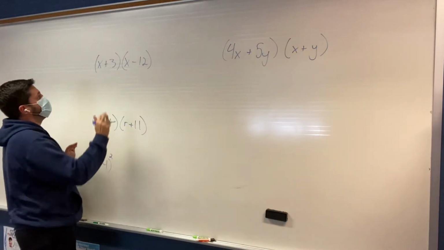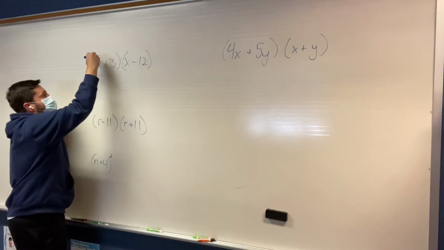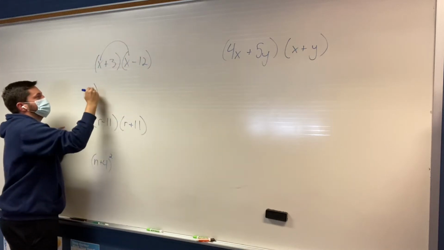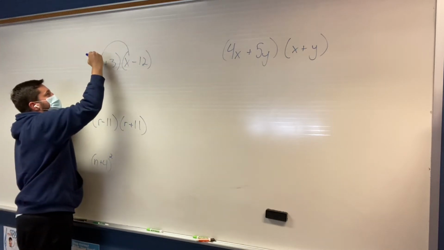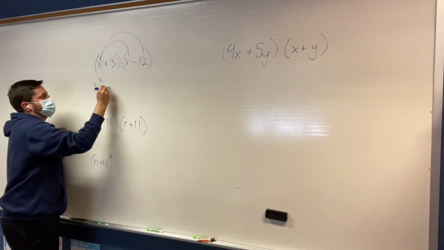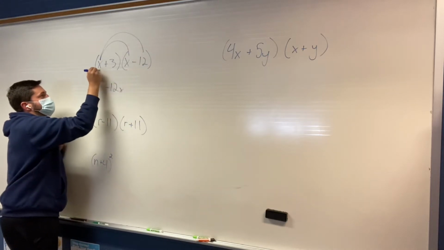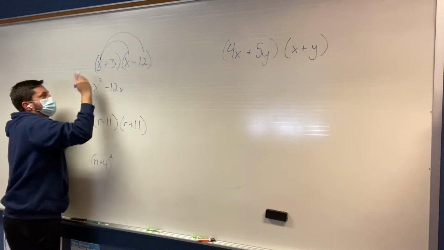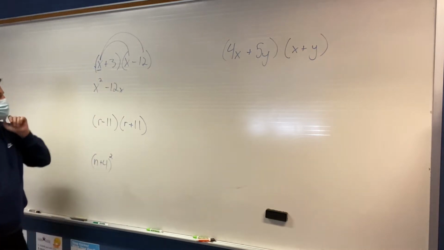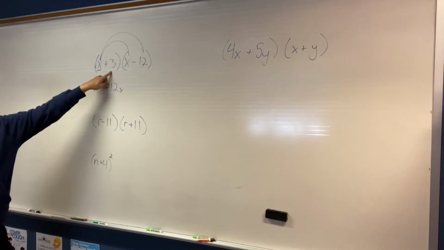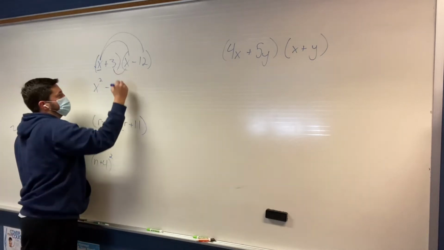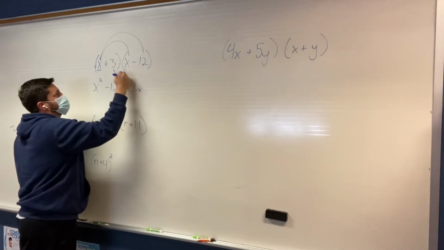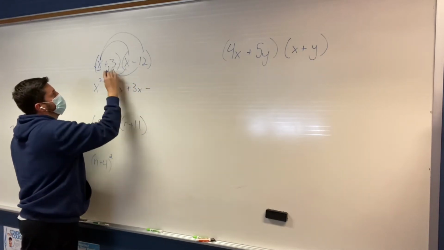So this thing times that thing, I take x times x, and we get x squared. I then x times negative 12 is negative 12x. This guy multiplies to both people. He's now done. Cool? It's the 3's turn to do the same thing. I got 3 times x is plus 3x, and 3 times negative 12 is negative 36.